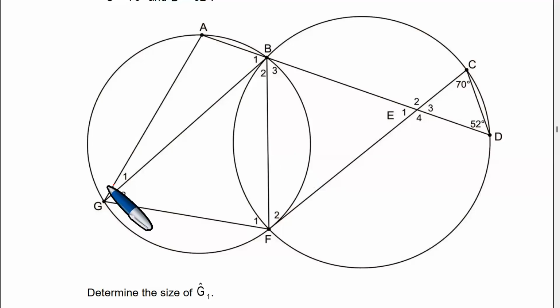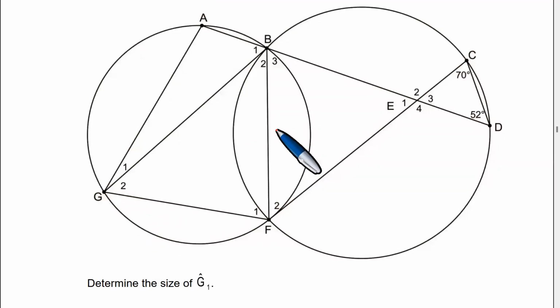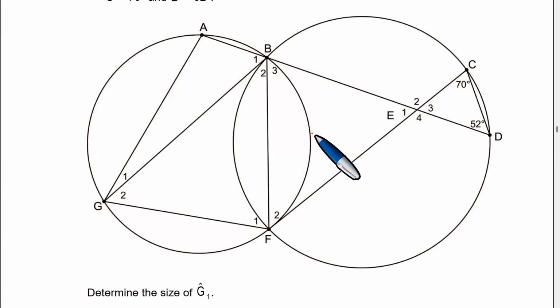First things first, I want to find the size of G1. Here is G1. We have a couple of observations. We already know that this one is 70 degrees, but we know therefore that this angle of 70 is also B3. So we know that B3 is also 70 degrees.